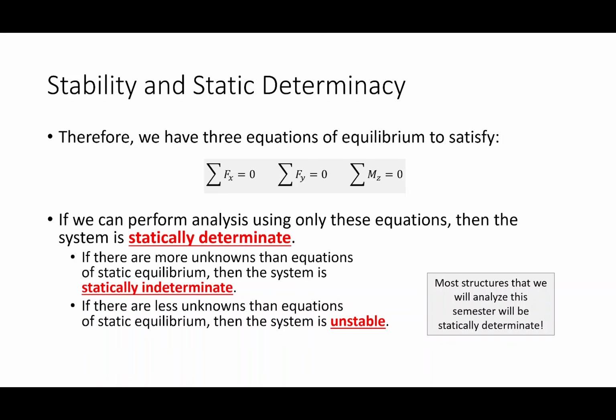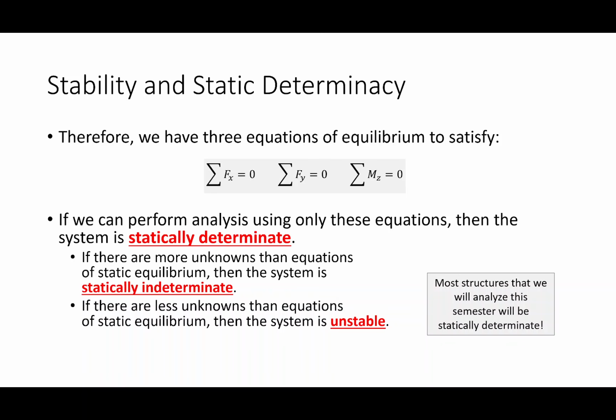So what about a problem where we have too many unknowns? We have more unknowns than we do equations of equilibrium. Do we see that in structural engineering? You bet. We see that all the time. We see bridges that are multi-span. We see complex frames and buildings that have way more unknowns than we do equations of equilibrium. What we would say is that that structure is indeterminate.